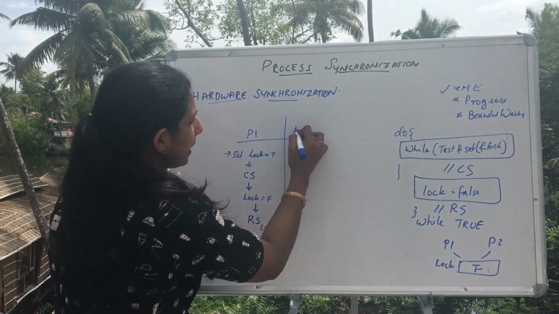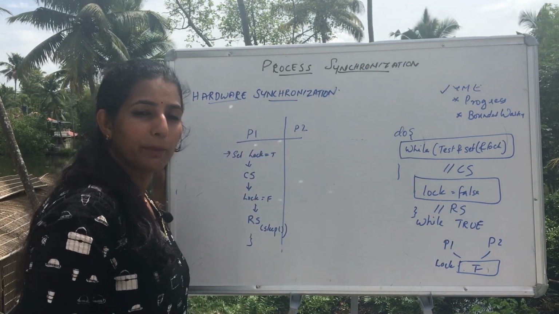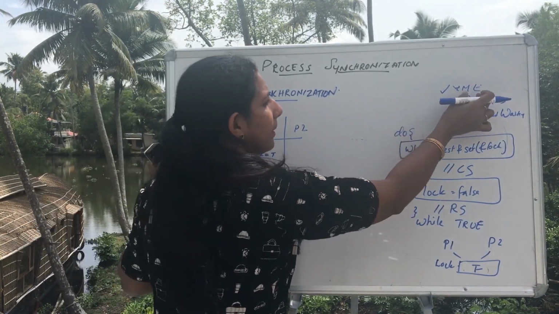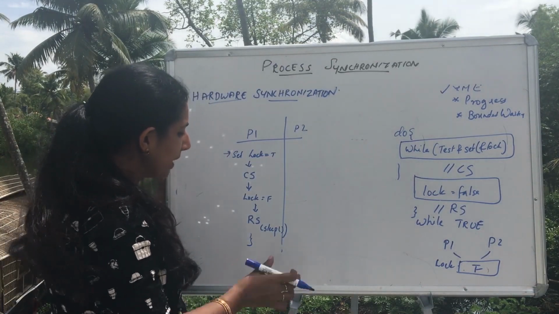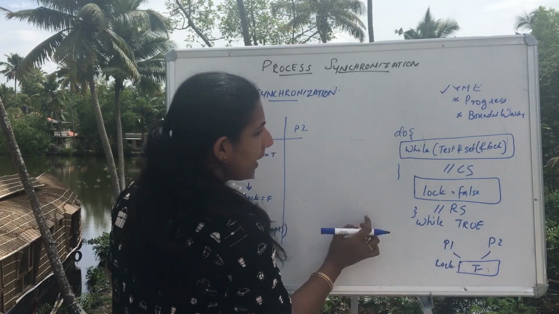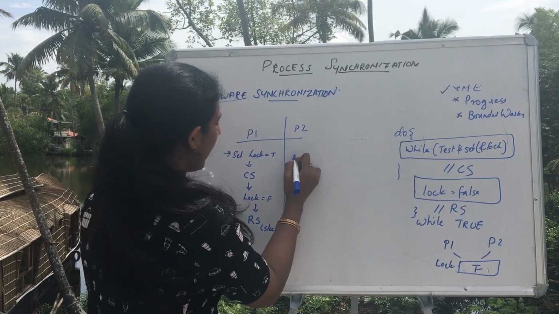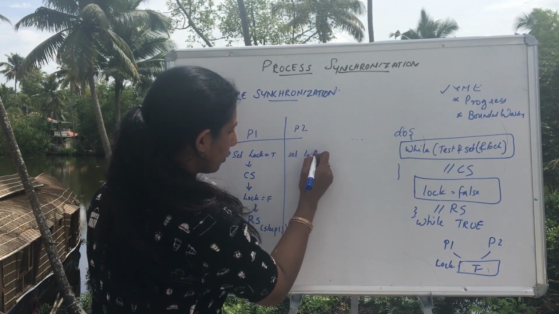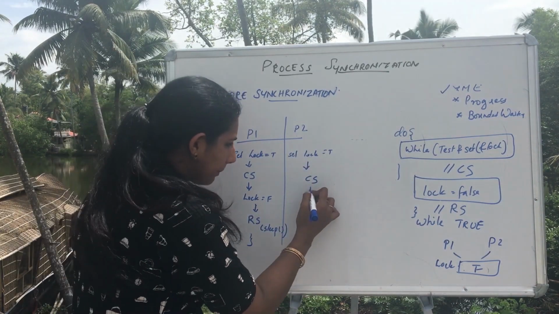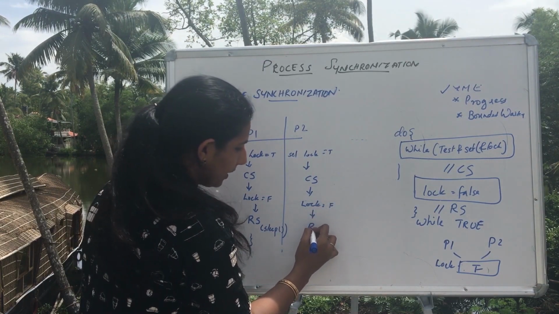At the same time, P2 was waiting to enter into the critical section when P1 was performing the critical section, where it was blocked to enter because of the mutual exclusion property. So when P1 comes to the remainder section and sleeps, the lock is set to false. P2 goes with the while test and set lock. Lock is false, and it sets the lock equal to true, and then it enters into the critical section. After coming from the critical section, lock is again set to false, then it goes to the remainder section.